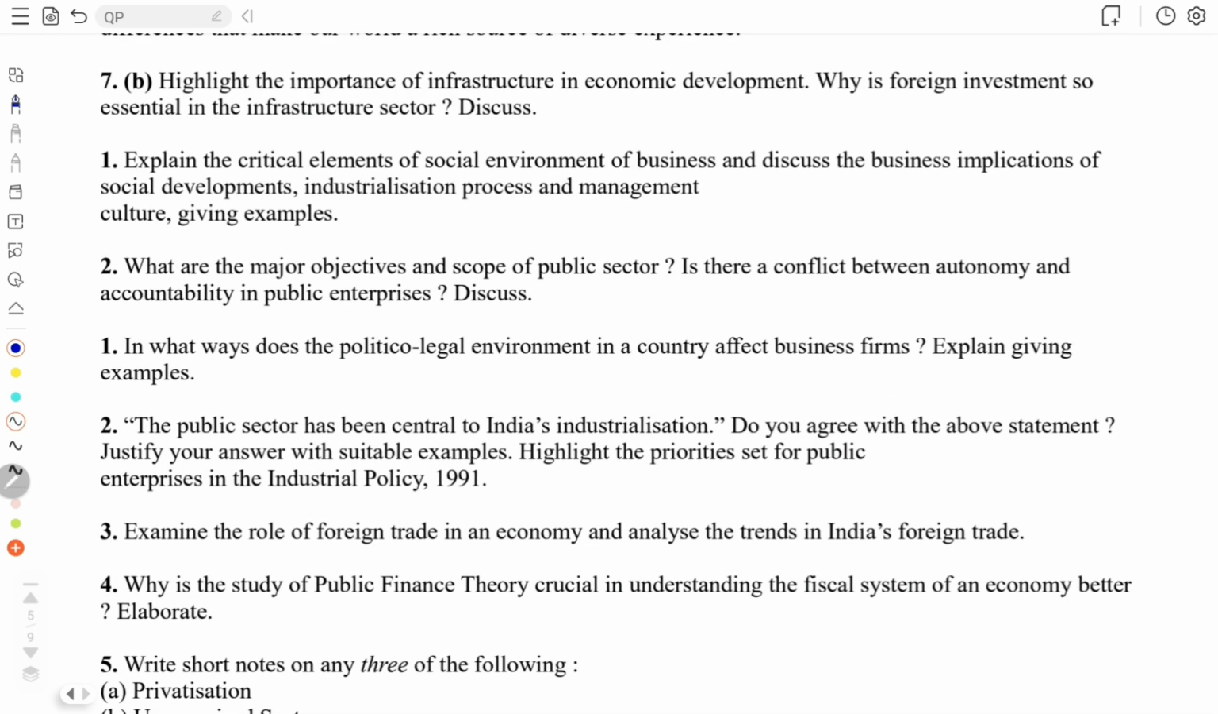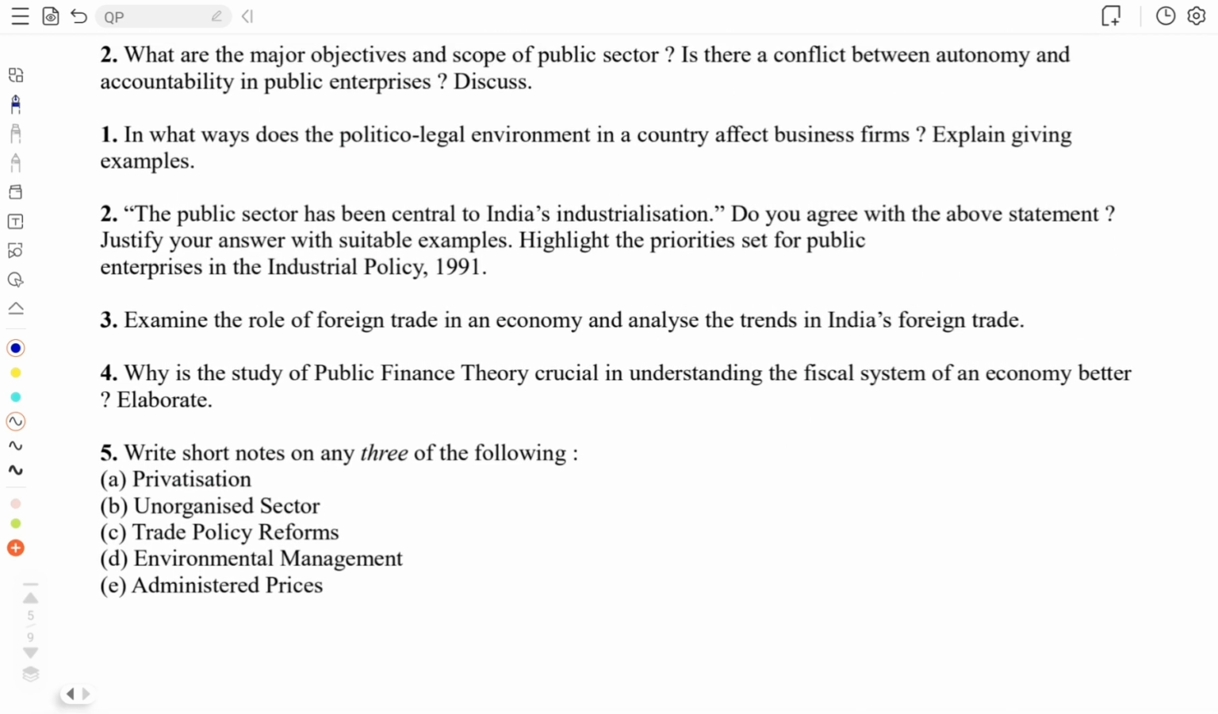The next question is, why is the study of public finance theory crucial in understanding the fiscal system of an economy? Better elaborate. Public finance theory actually deals with the government's revenue and expenditure. It plays an important role in stabilizing the supply, allocating resources, and distribution and development of the state. Fiscal policy helps the government in collecting revenue and expenditure to influence a country's economy. Fiscal administration actually exhibits the reality of the government and the public organization in their provision of public goods and services for the citizens of the country. Some of the sources of revenue of the government include taxes, profit, dividend, fees, fines, grants, all those things you can write down over here.